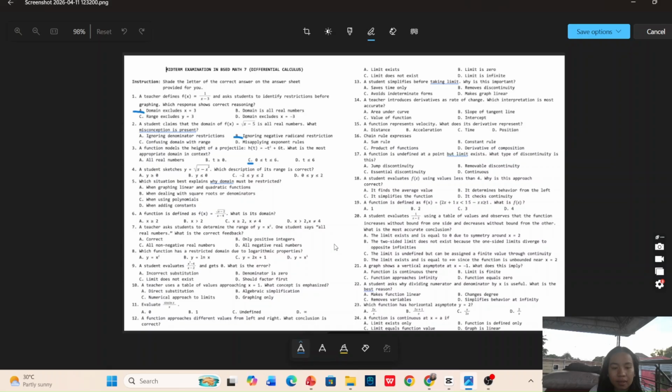Number 9. A student evaluates x squared minus 4 all over x minus 2 and gets 0. What is the error?